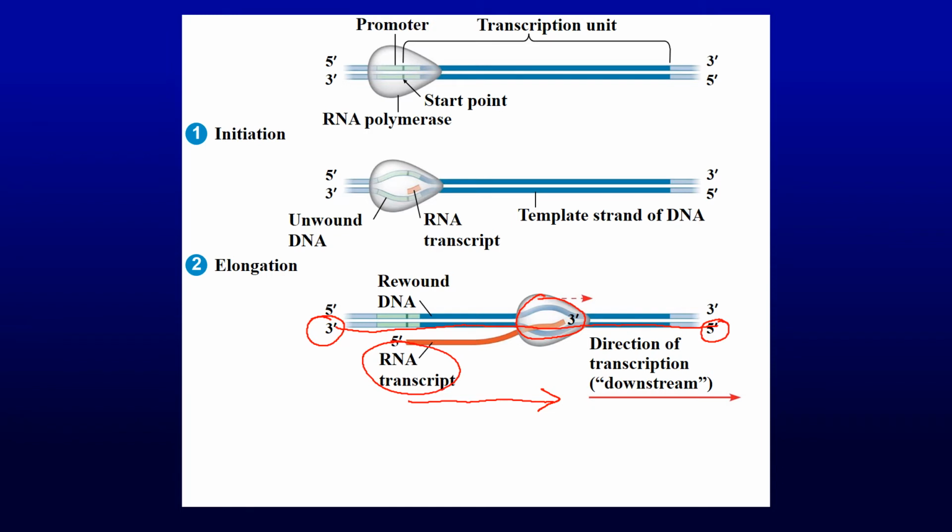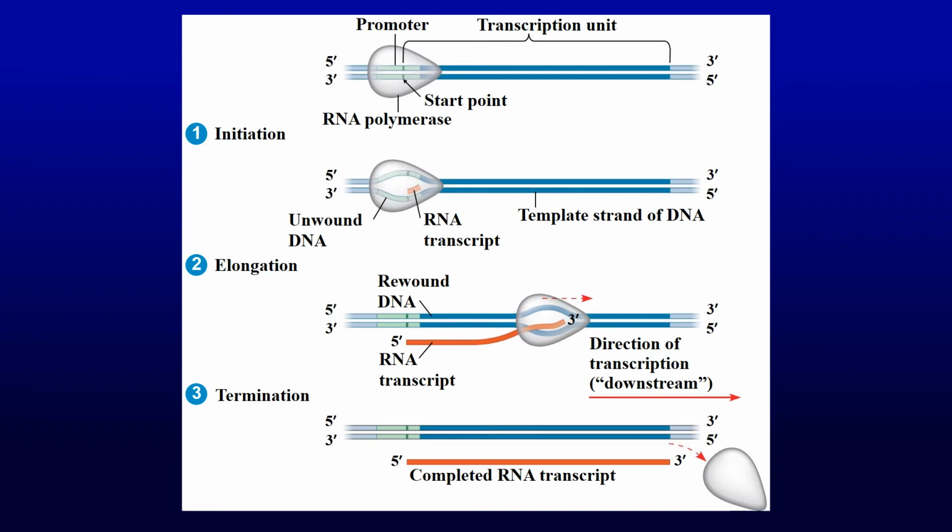And it keeps moving along the gene until termination, until it reaches a termination sequence, and that says, okay, stop here. At that point, RNA polymerase leaves the DNA molecule, and we have a completed strand of pre-messenger RNA that we'll refer to as the RNA transcript.